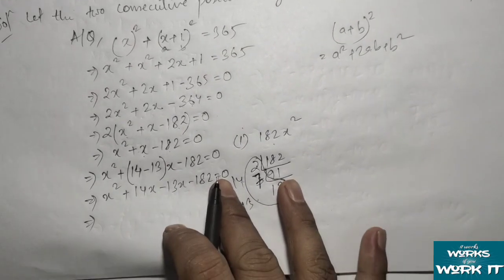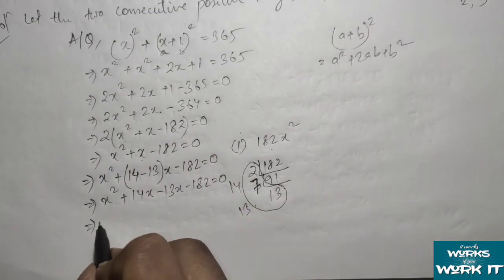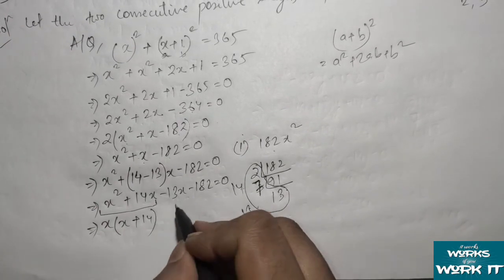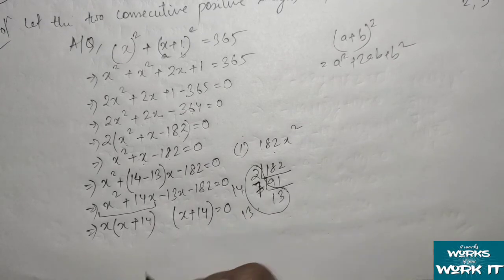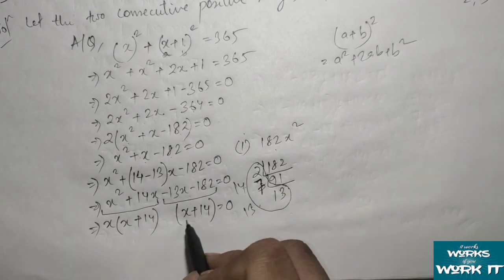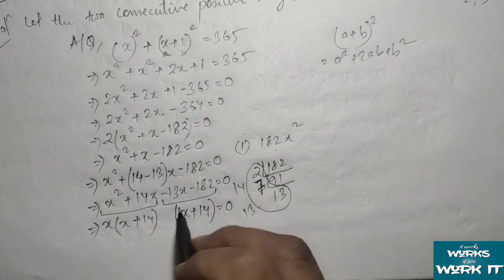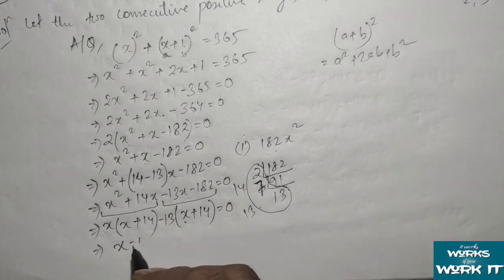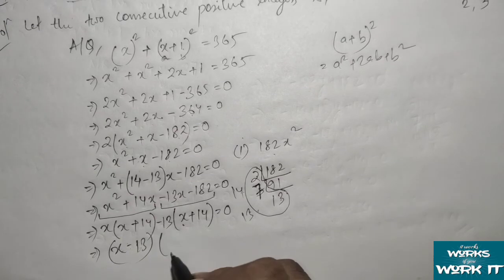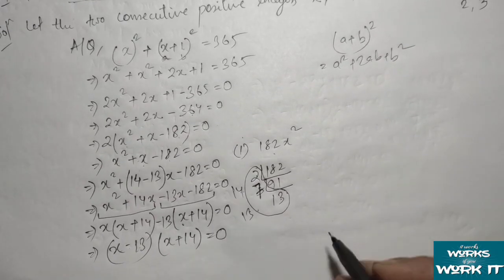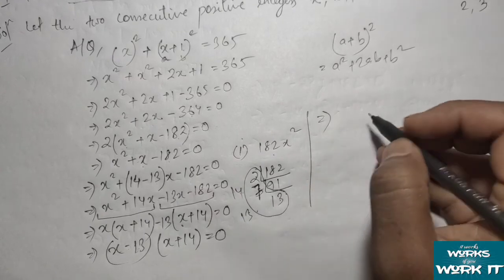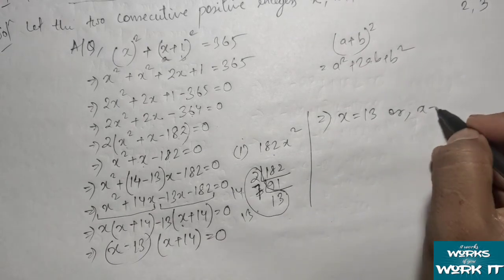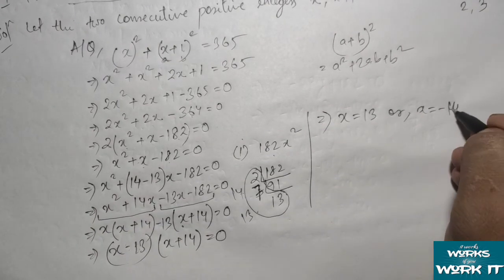So next we will take the common. x we can take common from these two terms, and what will remain is x plus 14. So directly I am writing here x plus 14 equal to 0. Now from here we will start. x we have got already, so what needs to be multiplied here is minus 13. So our equation result will be x minus 13 and x plus 14 equal to 0. So from here we can write x is 13 or x is equal to minus 14.